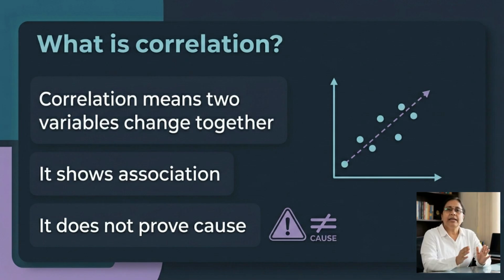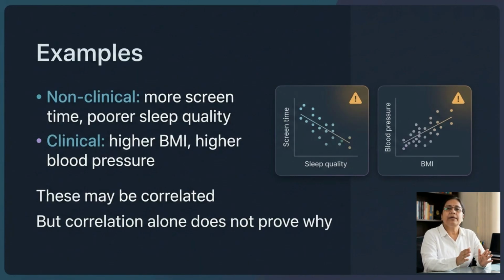Let us begin with correlation. Correlation means that two variables change together in some pattern. For example, as one variable increases, another may also increase, or one may decrease while the other increases. That indicates an association between them. But association is not the same as proof of cause. A correlation can tell us that two things are related, but it cannot by itself prove that one caused the other. Let us look at two examples.